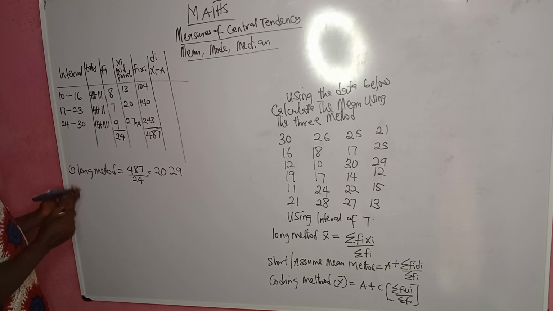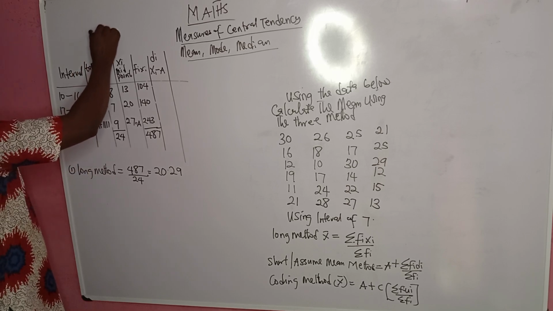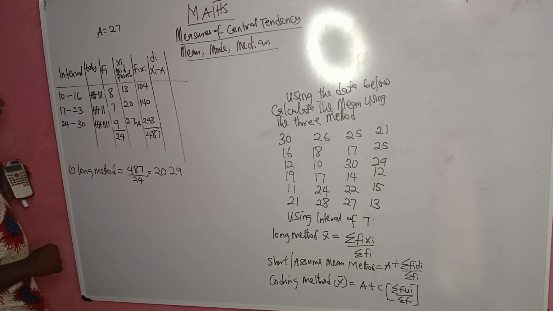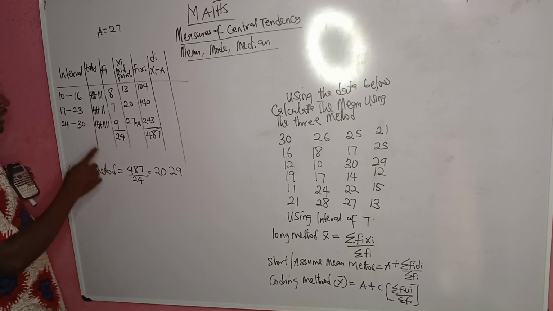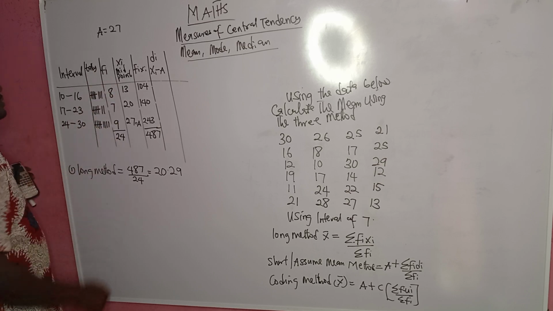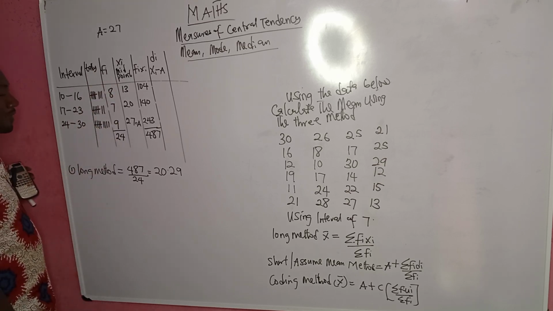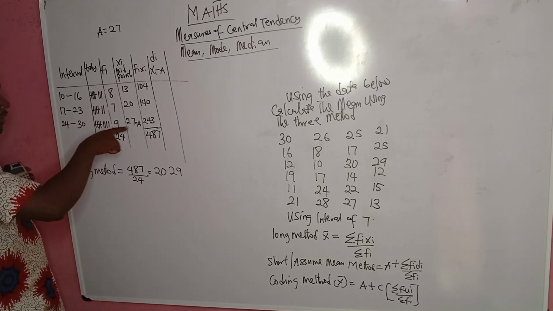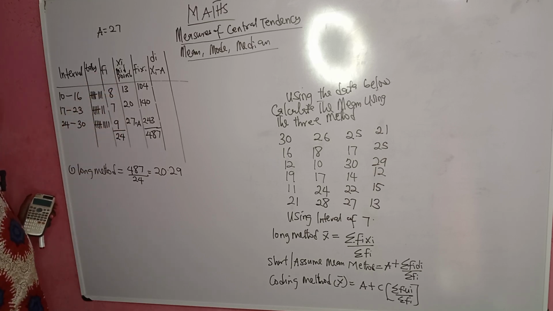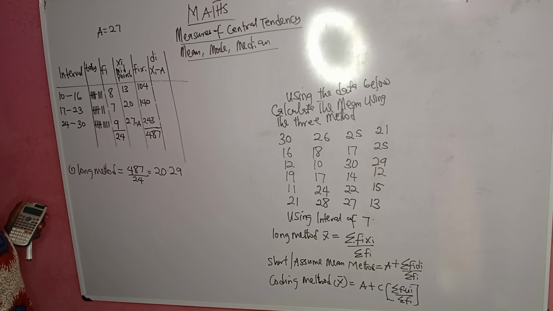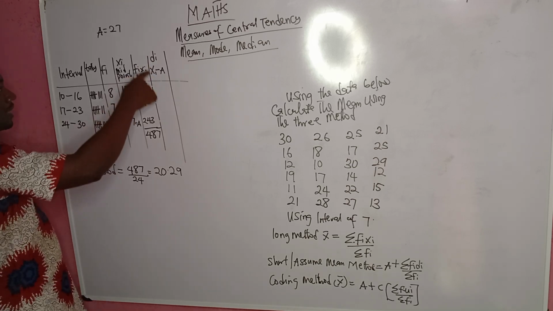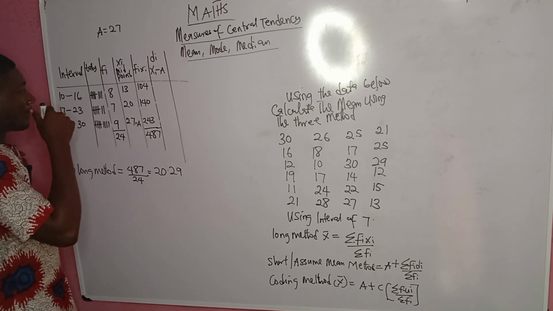Now remember that our A is already 27. How do we get the 27? I say that A is the assumed mean. How to get it is this: check your frequency, the highest frequency, the correspondence of that number under your Xi is your assumed mean. Then this is how it will be. So how to get the Di is Xi minus A.